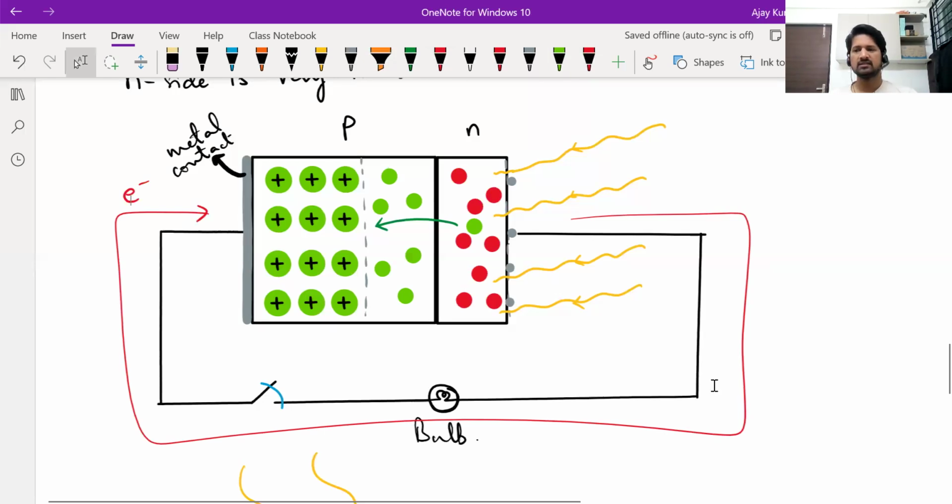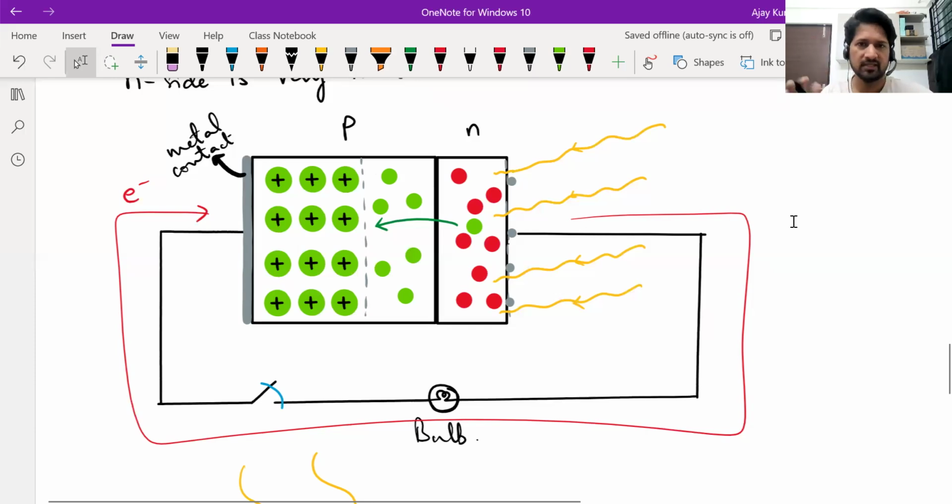A single solar cell, which means a very small PN junction diode, cannot produce a significant amount of current, but a combination of solar cells can produce a significant amount of current. And a combination of solar cells is what you call a solar panel. Okay? Those large panels that you see. These days, many people have them on their rooftops also. So this is how a solar cell works.